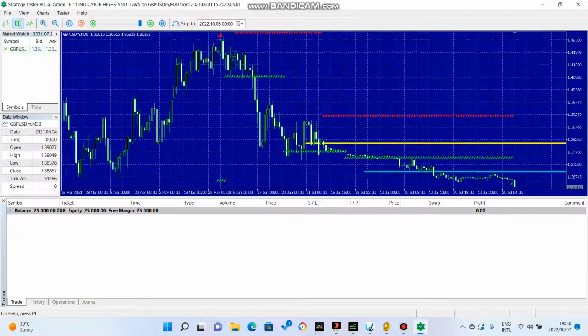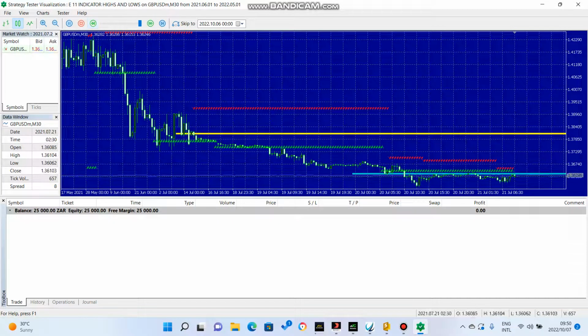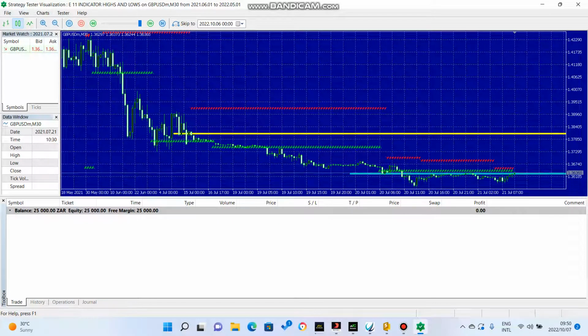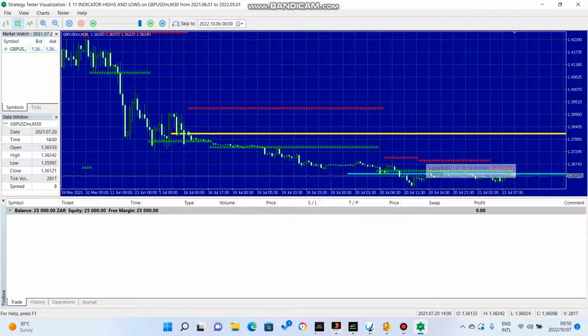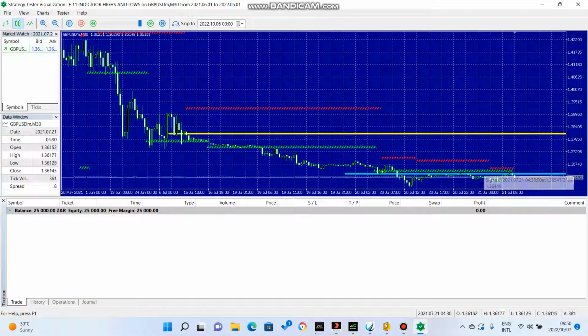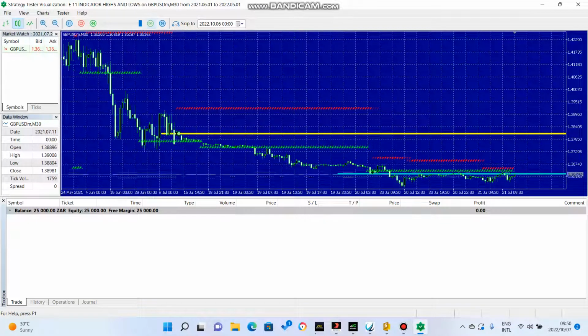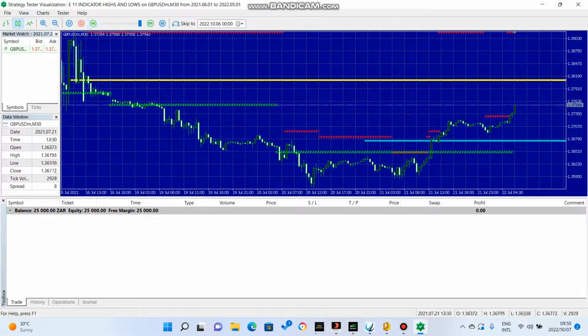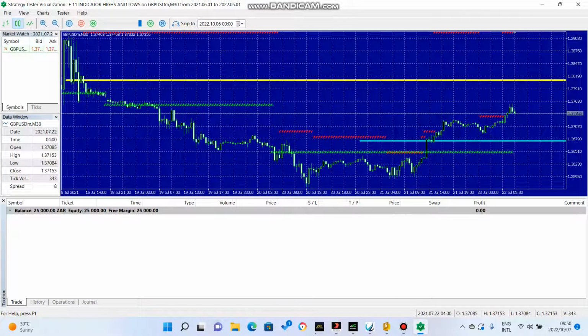So now we continue, right? So this is how it works, guys. As long as price is below the pivot line, we focus on selling, except if price breaks these lows and the highs, then we'll focus on buying the market. You see now, price has broken this low and the highs. We are now focusing on buying because now price is above our pivot line.